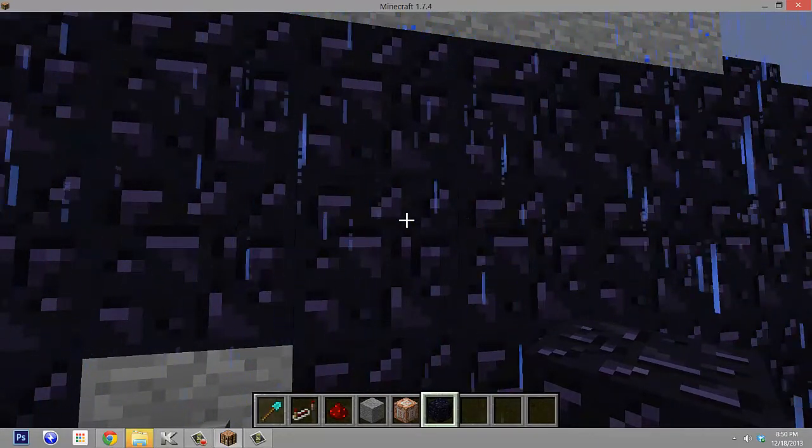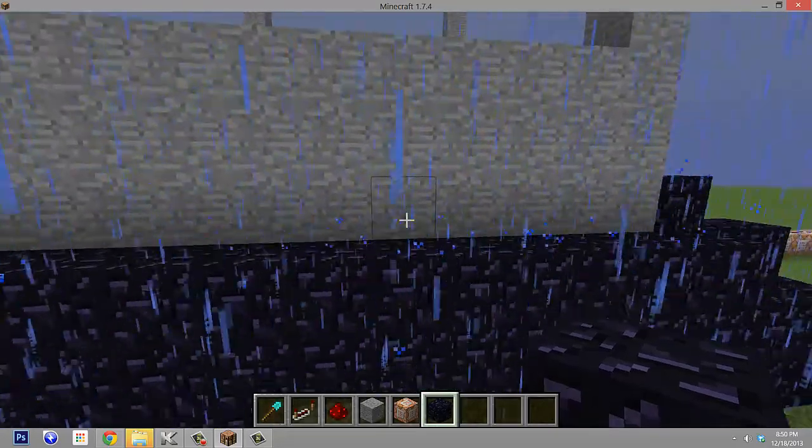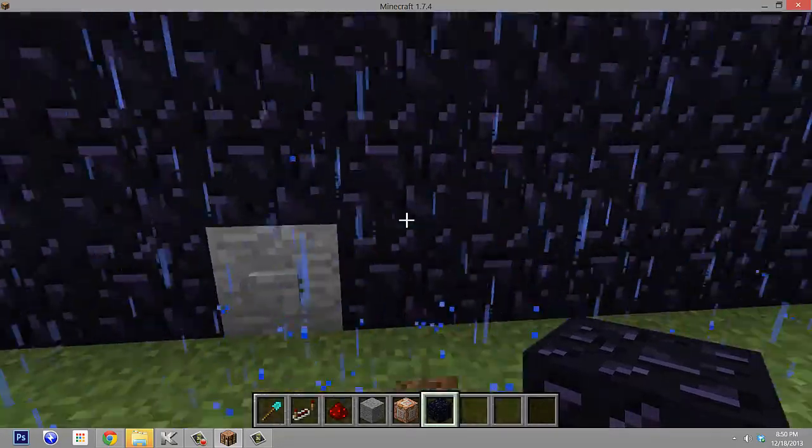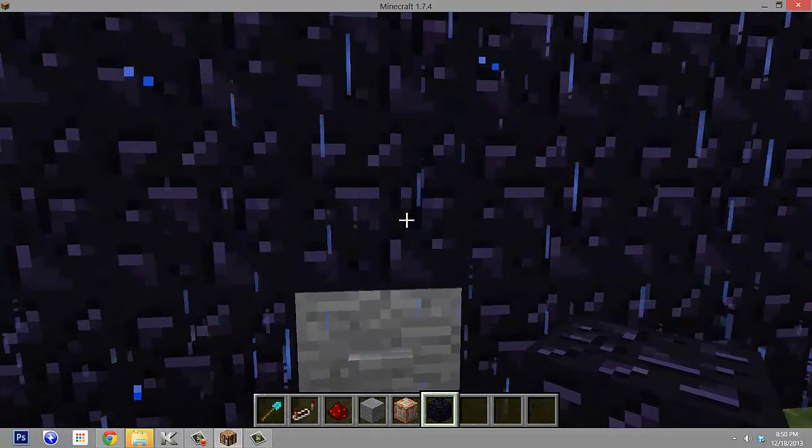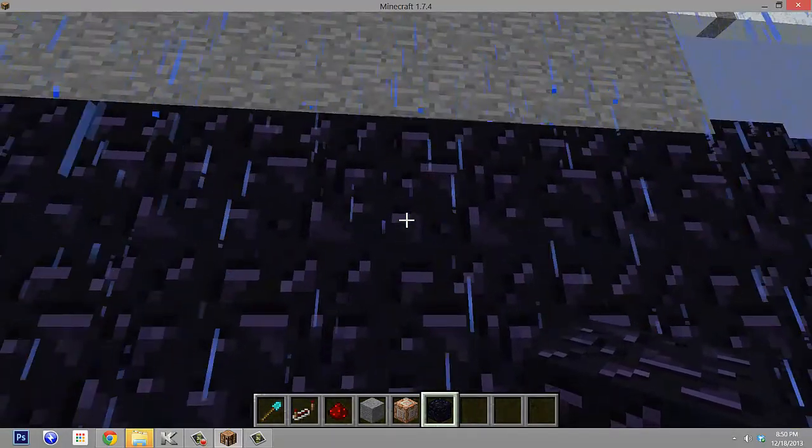So if they use the obsidian block, this black block, it will really protect their redstone. If a kid really wants to break their stuff, they'd have to dig under it, and it's obvious griefing at that point.